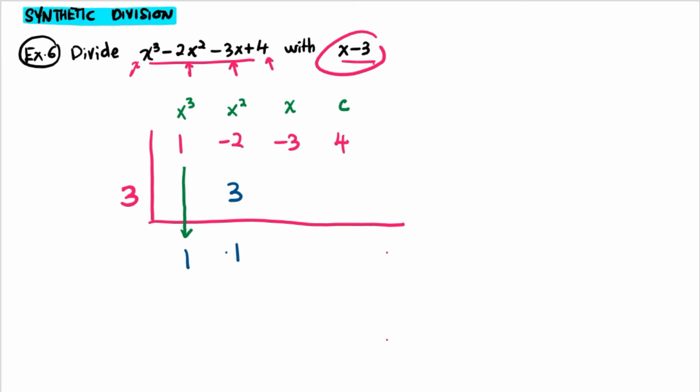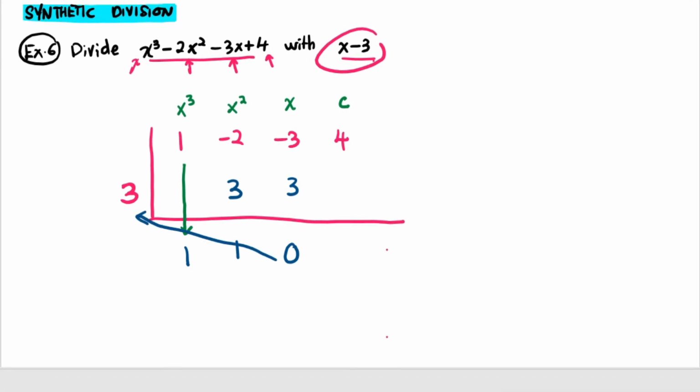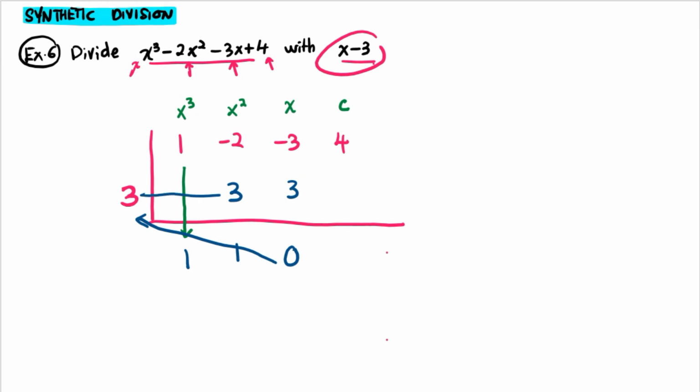Again, you have to repeat the process. 1 multiplied with 3, you get a 3. So negative 3 plus 3, you go down, you'll get a 0. So you have something like this. Now you want to repeat again. So 0 multiplied with 3, you'll get a 0 here. And then 4, you go down, you have to add with 0, you get a positive 4 here. So that's how you use this synthetic division.